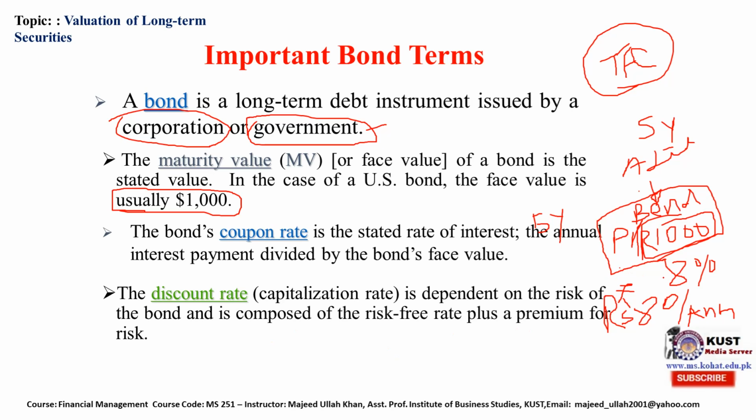If an investor has an opportunity to invest their 1000 rupees at 10%, they will never invest in an 8% bond. If an investor has an opportunity to invest their 1000 at 9%, then they will invest somewhere else instead of in the 1000 bond. So this discount rate basically depends on the risk of the bond, and it's composed of the risk-free rate plus a premium for the risk.